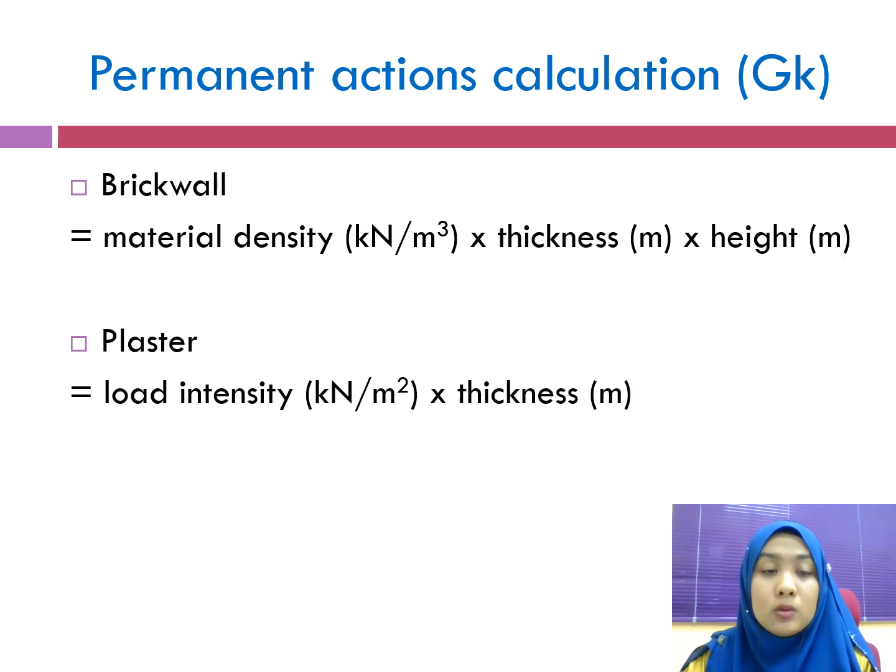Brick wall. For brick walls, we need to know the material density. We have many brick wall materials, for example clay, concrete, and so on, and they have different densities depending on the material. Then you multiply with the thickness of the brick wall and the height of the brick wall, and make sure the units are consistent. For plaster, you need to find the load intensity of the plaster, then multiply by the thickness of the plaster you are going to use. All of this is the permanent action GK.